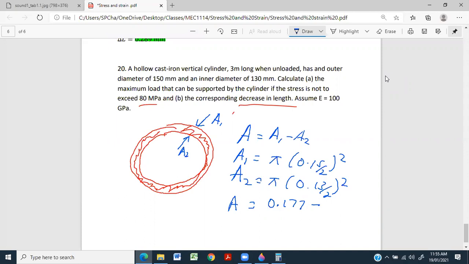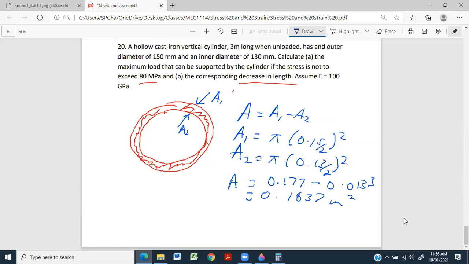0.13 divided by 2, square, times pi. That there is equal to 0.1637 meters squared, right? This is meters squared.